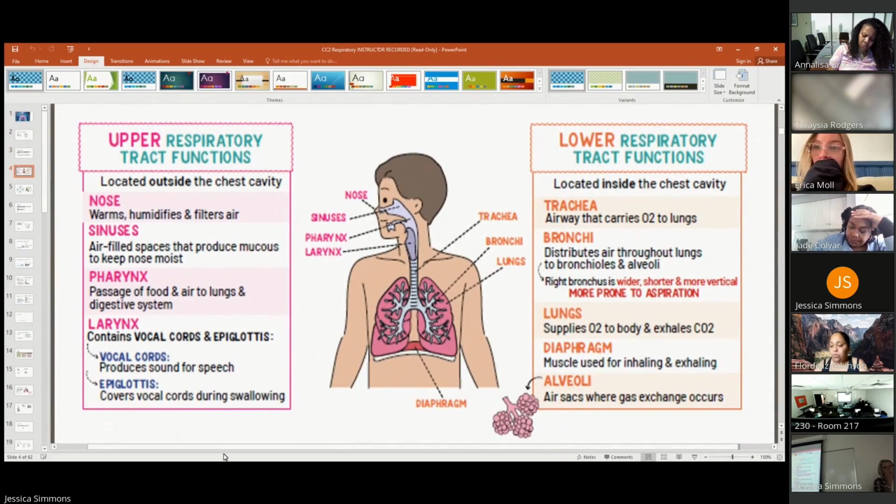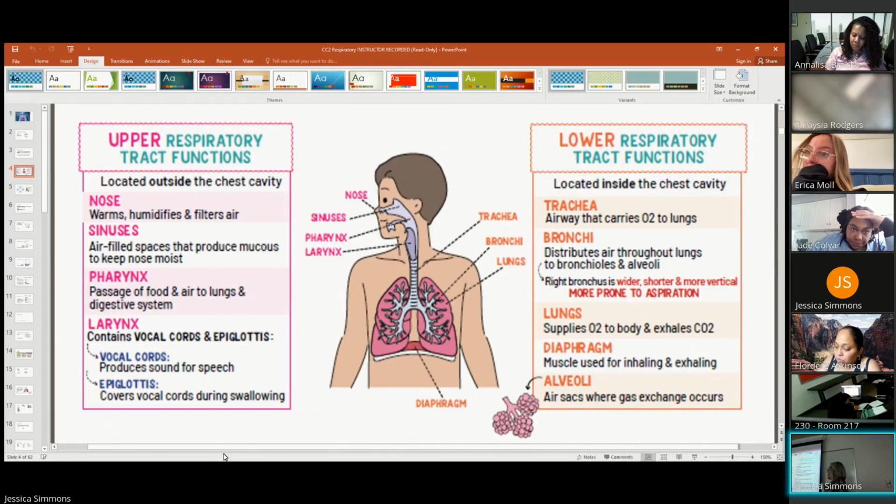So there's a difference between your upper respiratory tract and your lower respiratory tract. The nose warms, humidifies, and filters the air. And then you have your sinuses, which are air-filled spaces that produce mucus to keep the nose moist. Love getting bacteria in there. So fun. Then you have your pharynx, which is the passage of food and air to the lungs and digestive system.